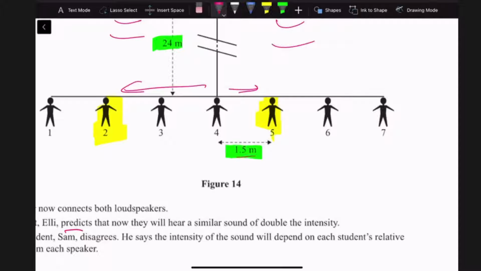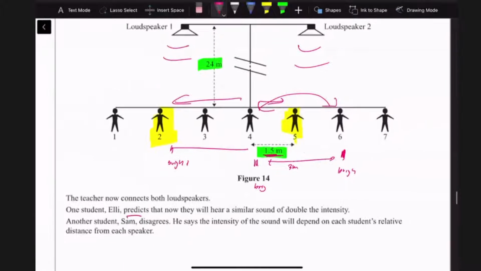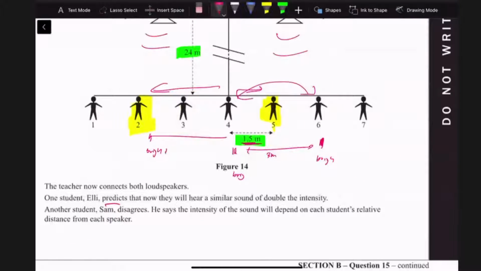So that means if the students are 1.5 meters apart, then since this is going to be 3 meters apart, this is going to be a bright spot, and this is going to be a bright spot. The next 3 meters will be a bright spot because the fringe spacing from the middle should be bright spots, the same distance apart. So if 2 is a bright spot, the ones in between are going to be the dark spots. So now we can see that 2 is going to be constructive interference, and 5 is going to be destructive.